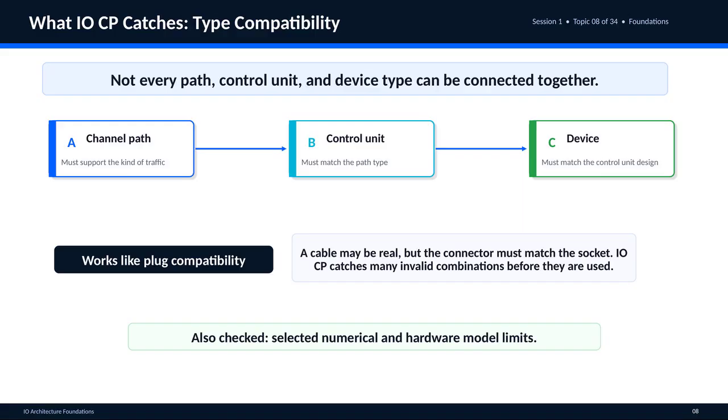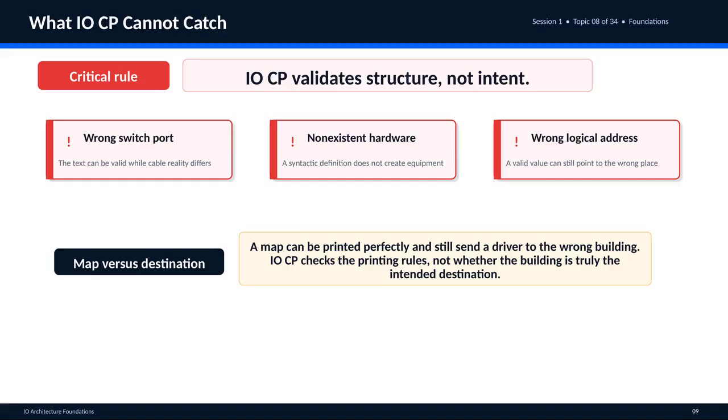It can catch situations where a channel path type, a control unit type, and a device type do not form a valid chain. It can also check selected limits based on what the hardware model supports. These checks are valuable because they prevent impossible combinations from becoming active definitions. This is the most important warning in the topic.